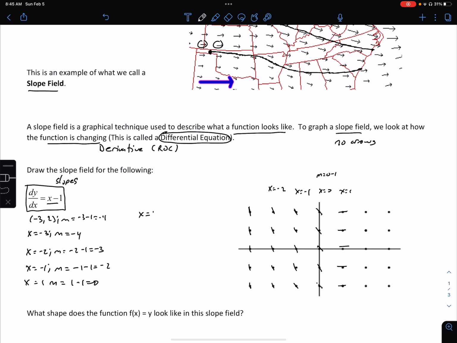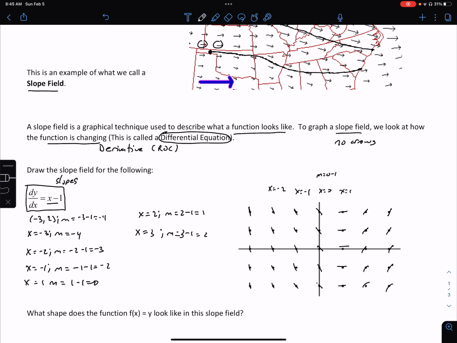So let's go over here. What if x is 2? My slope is going to be 2 minus 1, which is positive 1. And if you notice, we turned a corner in our life here. 1, 1, 1. And if we let x be 3, our slope is 3 minus 1, which is 2. A little steeper. And this is what's called our slope field. So let's take a look.